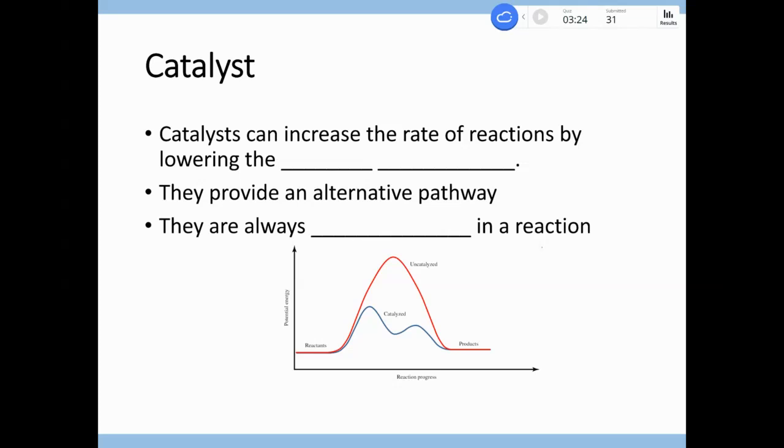So this catalyzed example now has 2 reaction steps, but it's still faster than the uncatalyzed because we have lower activation energies for both steps. So the rate determining step now requires this much activation energy relative to that much activation energy. So catalysts speed up the rate of reactions by lowering the activation energy.